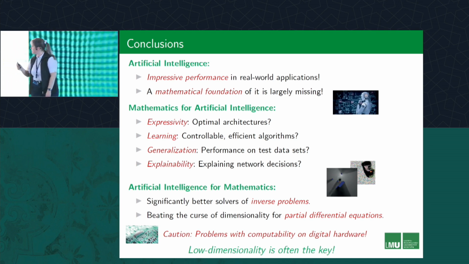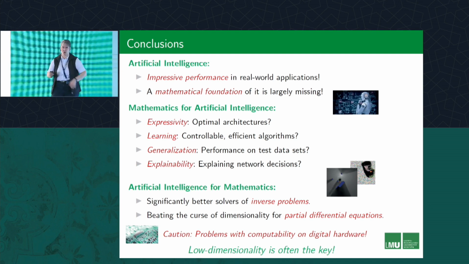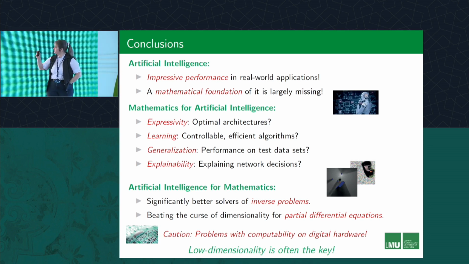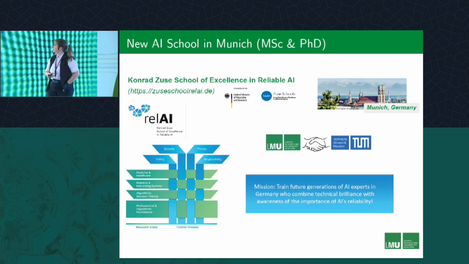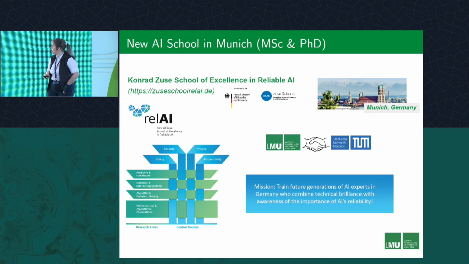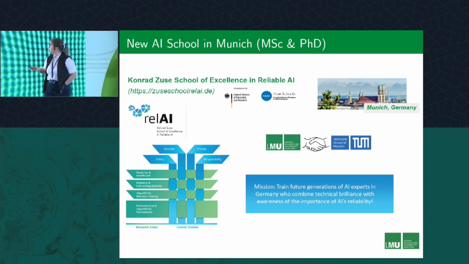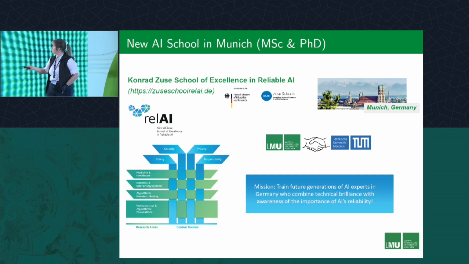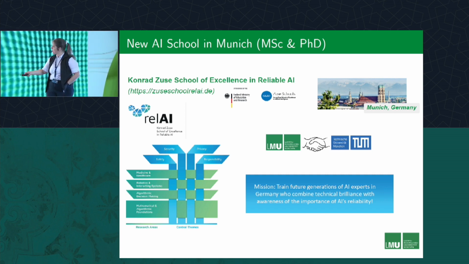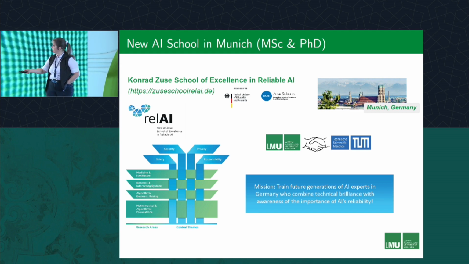And let me finish with maybe one slide, a short ad, because I talked about reliability, and we are very excited that now in Munich we actually have a school for reliable AI, the Konrad Zuse School of Excellence in Reliable AI. It's a school between both universities of excellence, LMU and TU Munich, and as you see, mathematical and algorithmic foundations are one major aspect there, but also medicine, robotics, and algorithmic decision-making intertwined with reliability aspects.